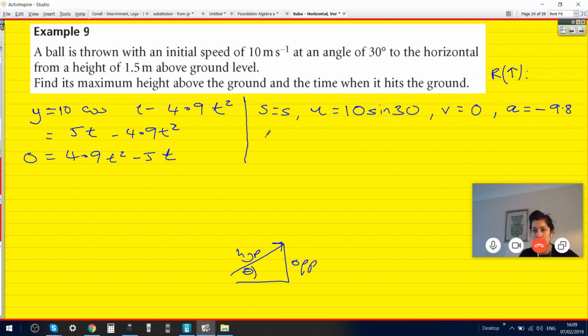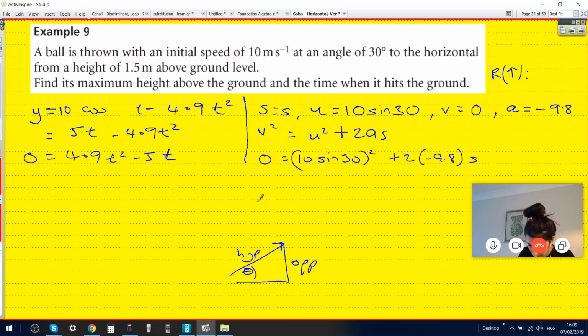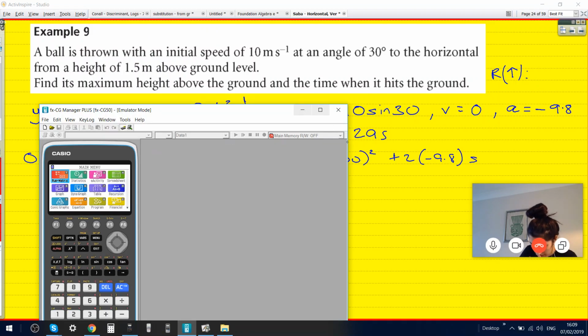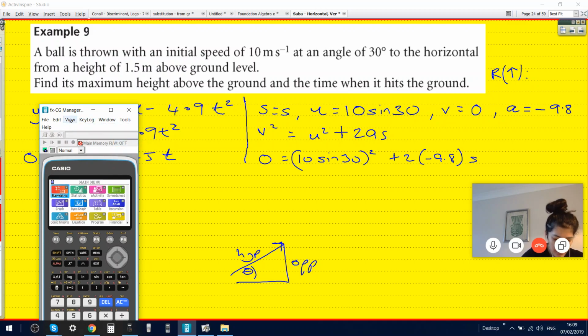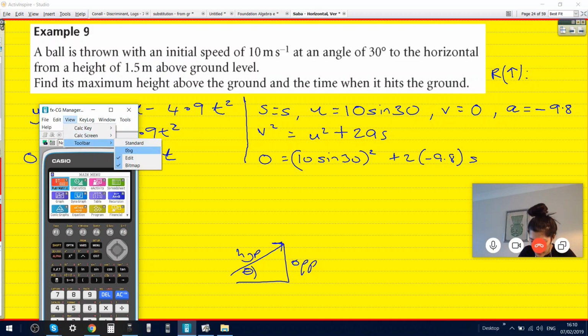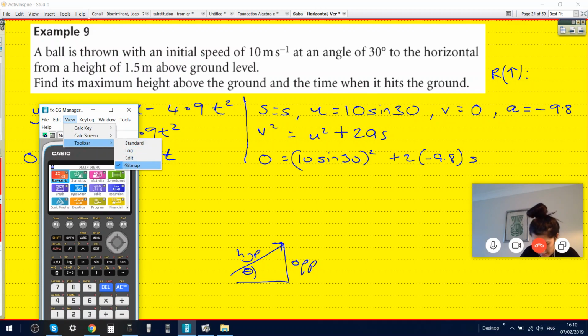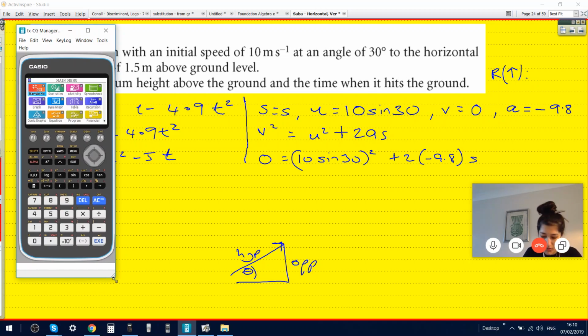So we don't have T, so we can do V squared equals U squared plus 2AS, or minus 2AS? Plus 2AS. So 0 equals 10 sine 30 squared plus 2 times minus 9.8 s. So we get 0 equals 25 minus 19.6 s. I think that's 19.6. Equals 0, and then you add the 19.6 s, so 25 equals 19.6 s, s equals 25 divided by 19.6, which gives you 1.2823.